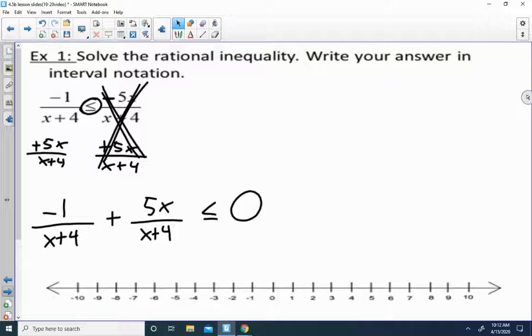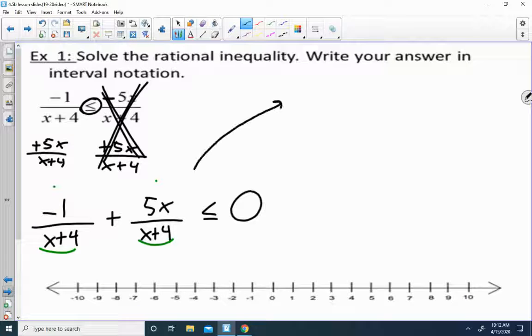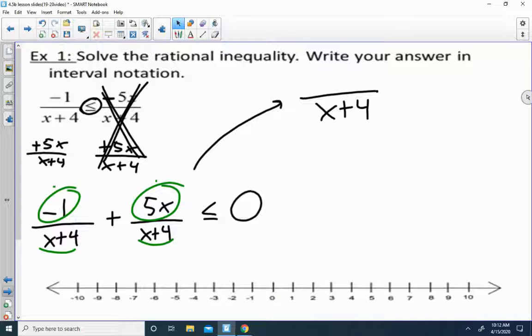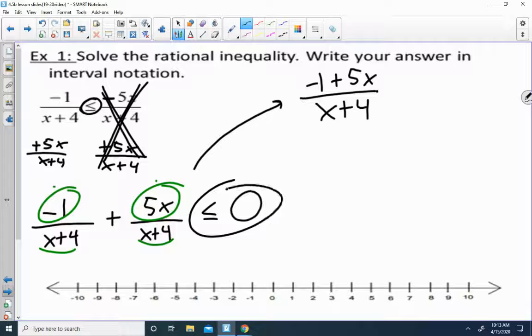Okay. So now what's left is that we've got to combine these two fractions. But wait a minute. You have a common denominator, which means when you add these, you're still going to have that same denominator on the bottom. You just have to combine what's on top, the negative 1 plus 5x. But of course, you can't really combine a constant with the x variable. They're not like terms. So you can only leave it as negative 1 plus 5x on top, and then have it less than or equal to 0.